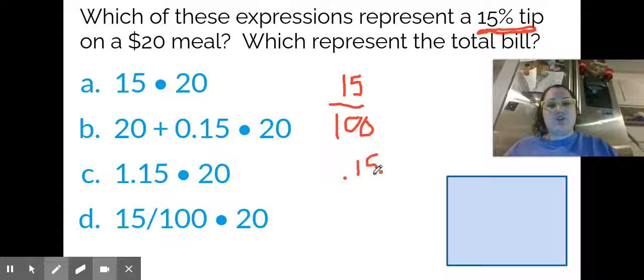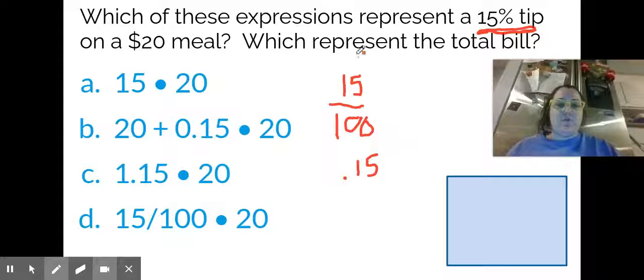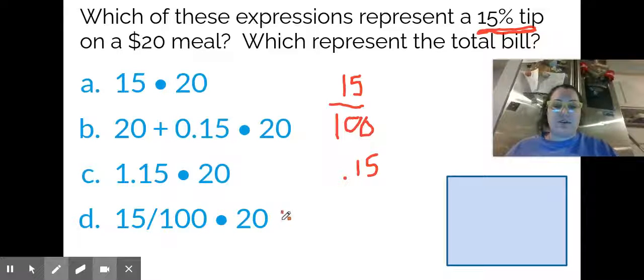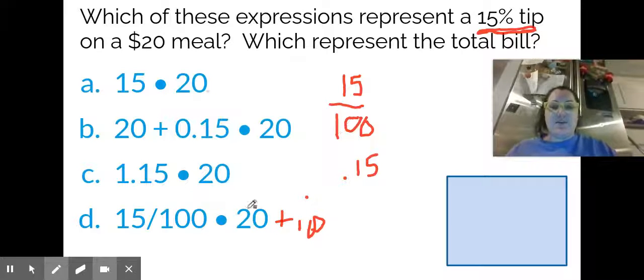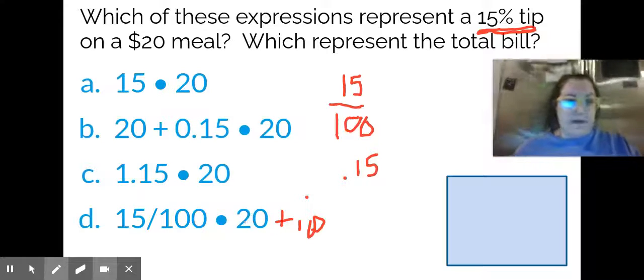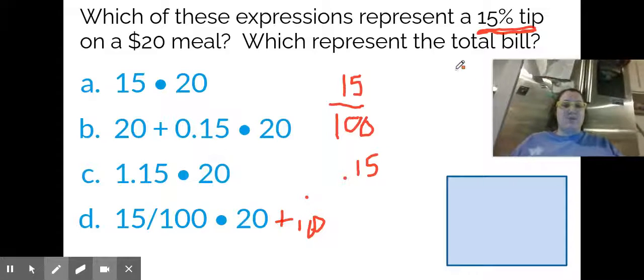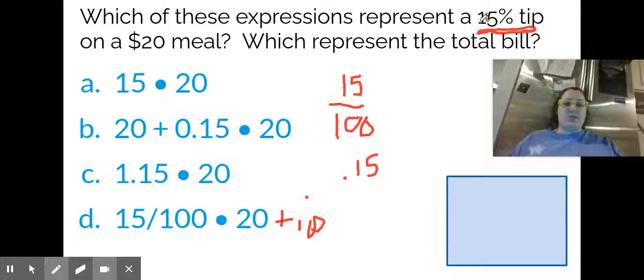So if we are just finding the tip, we're going to be looking for 15 out of 100 of 20, so times 20, or 0.15 times 20. So when we look over here, we can see that here this is 15 out of 100 times 20, so that's got to be the tip. Okay. And then we don't have any here that's just 0.15 times 20. Now we do have one that's 20 plus 0.15 times 20, but we'll get into that. Okay, so we've gotten the ones that are just the tip.